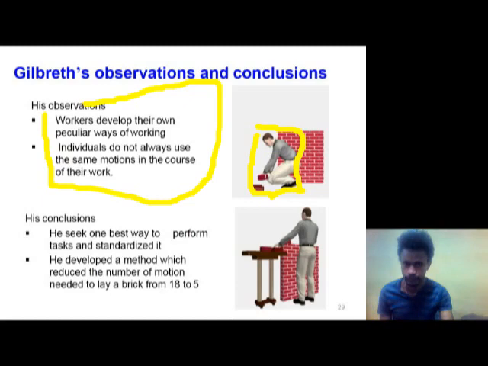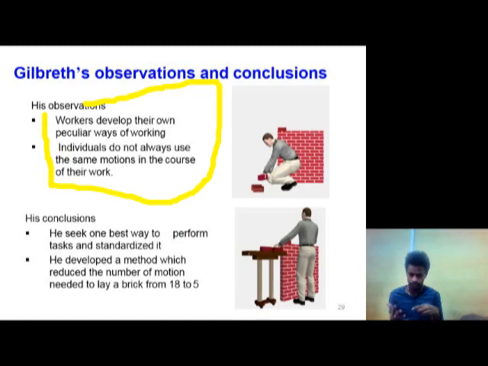And of course their conclusion is here, okay: seek one best way to perform tasks and standardize it. That is the aspect of scientific management. There should be a standard approach, a best way to do that work. So one best way means being able to identify the mechanism for performing that task.